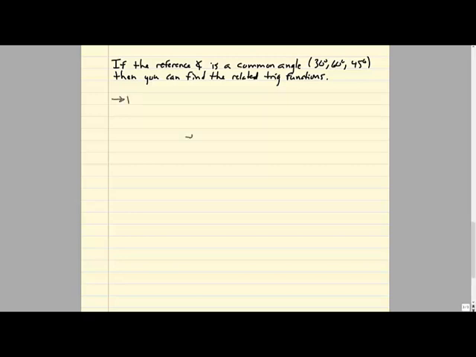So for this example, let's go ahead and find the exact values of the trig functions. And again, exact values means square roots and fractions. And let's do this for theta equals 330 degrees. Well, that's not a special angle. That's not a 30, 60, or 45. But if I graph 330 degrees and try and figure out which quadrant I'm in and find the reference angle, that might help me figure out what's going on here. So let's go ahead and graph 330 degrees.